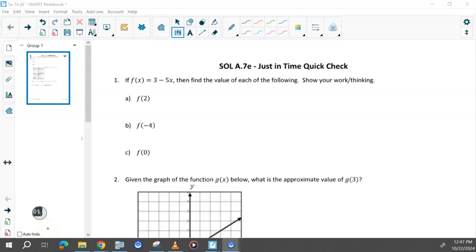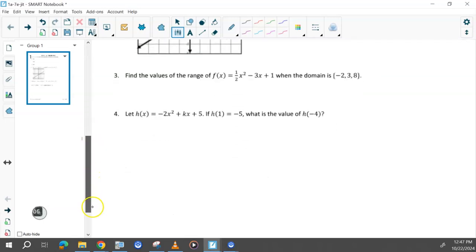3 and 4. 3 and 4. That seems to be general consensus. 1. Okay.